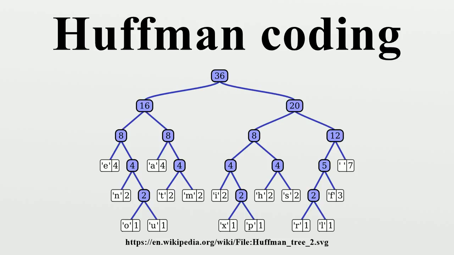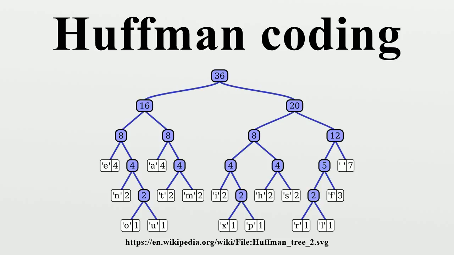The Huffman tree. The simplest construction algorithm uses a priority queue where the node with lowest probability is given highest priority. Create a leaf node for each symbol and add it to the priority queue. While there is more than one node in the queue, remove the two nodes of highest priority from the queue. Create a new internal node with these two nodes as children and with probability equal to the sum of the two nodes' probabilities. Add the new node to the queue. The remaining node is the root node and the tree is complete.